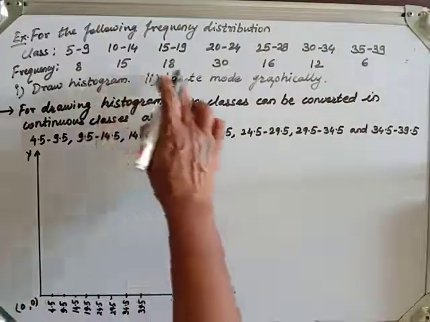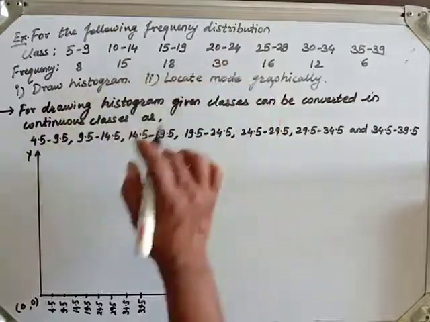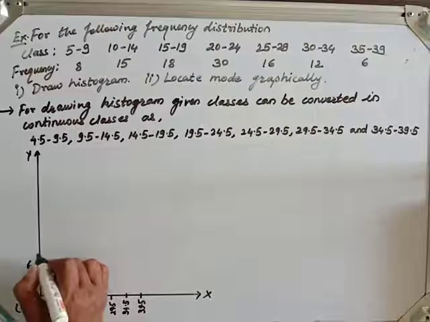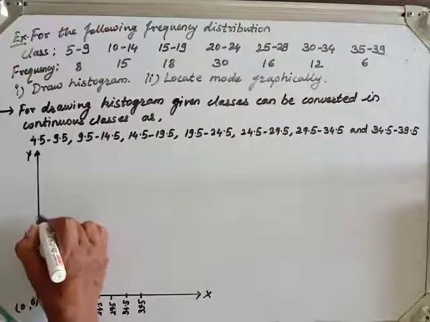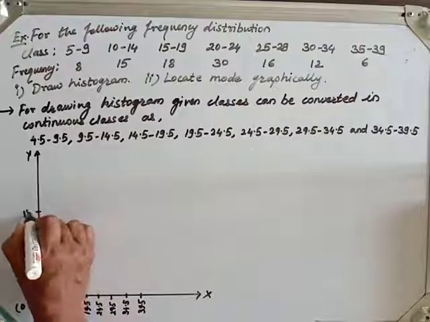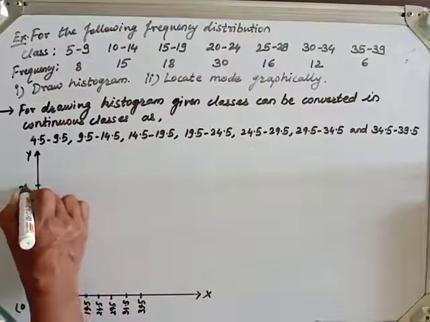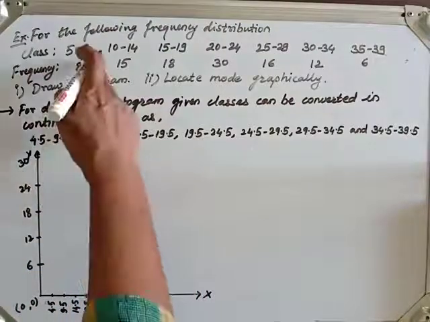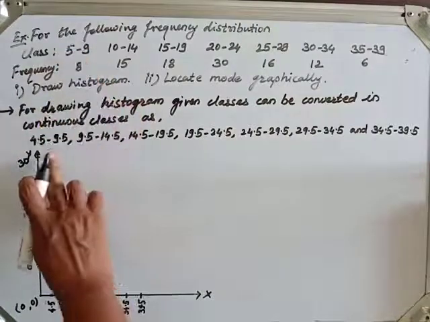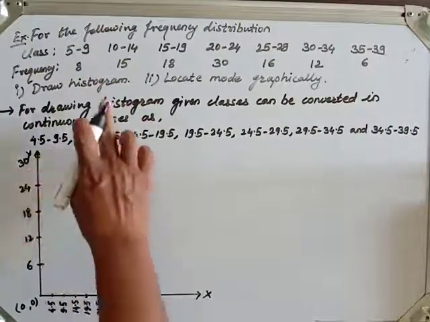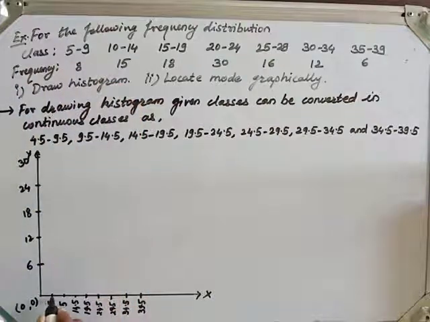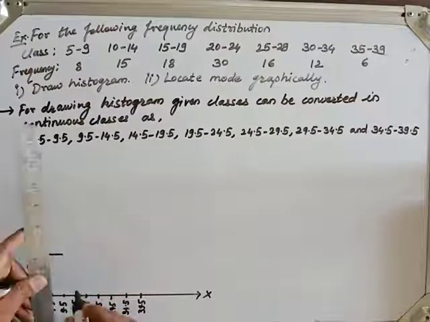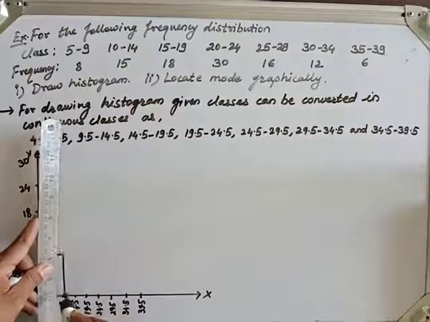Now for frequencies, 30 is the maximum. So let me take 6 units: 6, then 12, then 18, 24, and the upper one, suppose 30. Fine. Now the class 5 to 9, that is the same as 4.5 to 9.5, has the frequency 8. So this class has a frequency of 8. Let it be somewhere here. So let us draw that bar first.